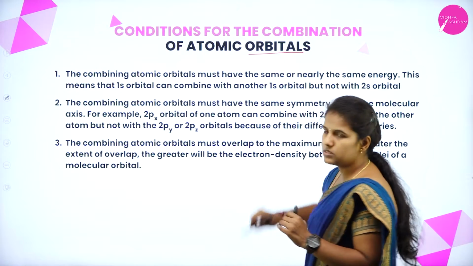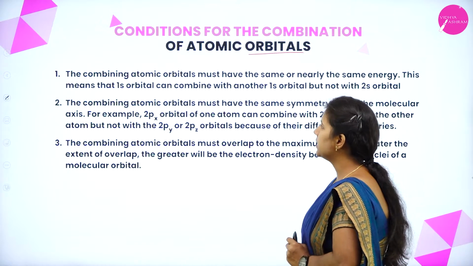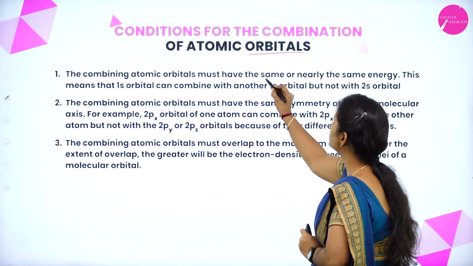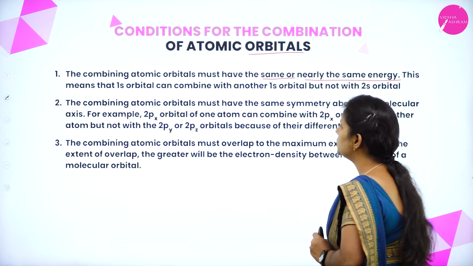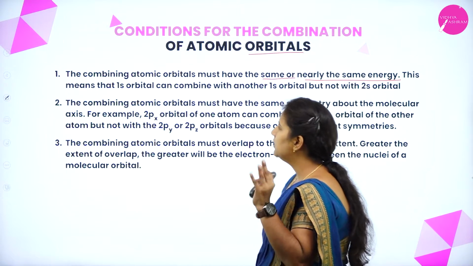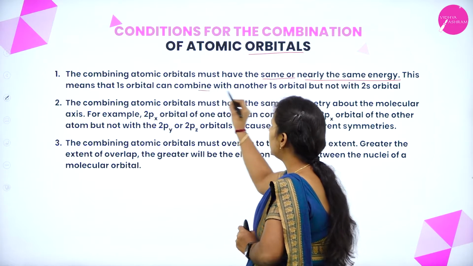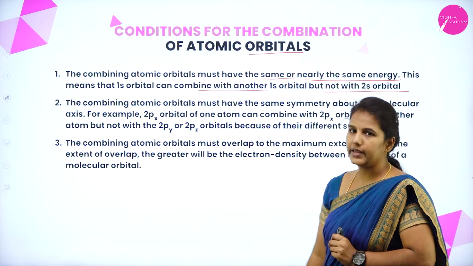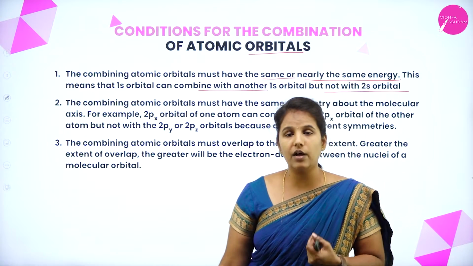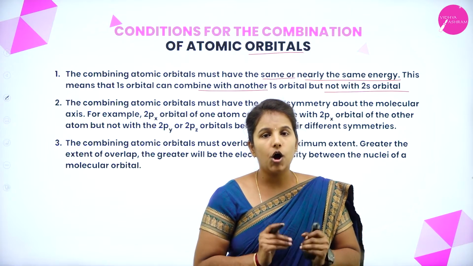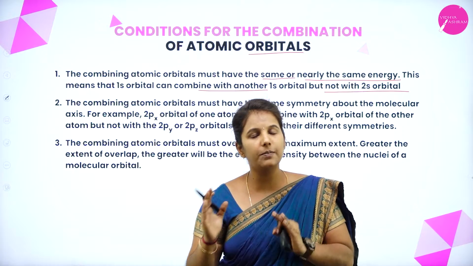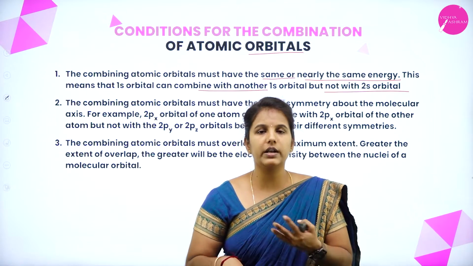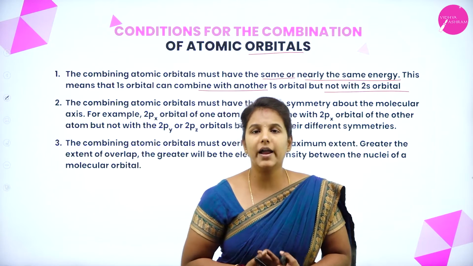Okay. Next, let us see which conditions are required for the combination of what? Atomic orbitals. So what does the first condition say? The combining atomic orbitals must have what? The same or nearly the same energy. This means that the 1s orbital can combine with another 1s orbital but not with the 2s orbital. So it is clear from the first statement that lower energy always has to pair with lower energy. Lower energy never pairs or bonds with higher energy.